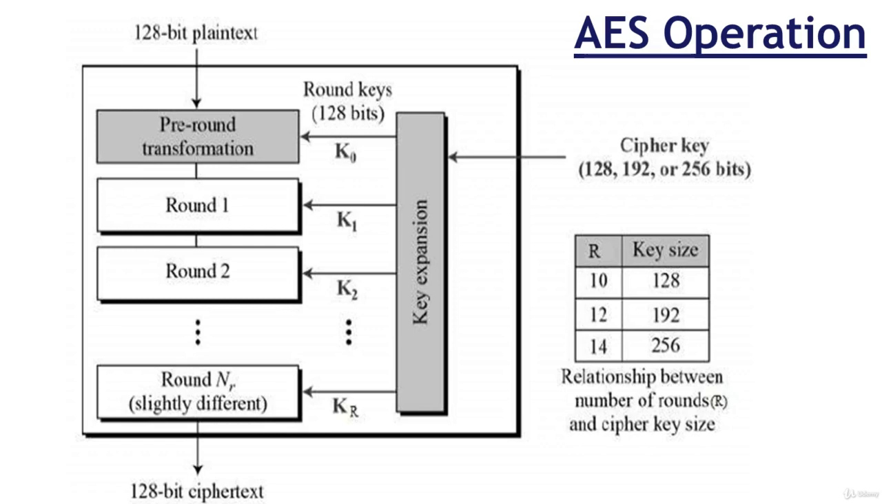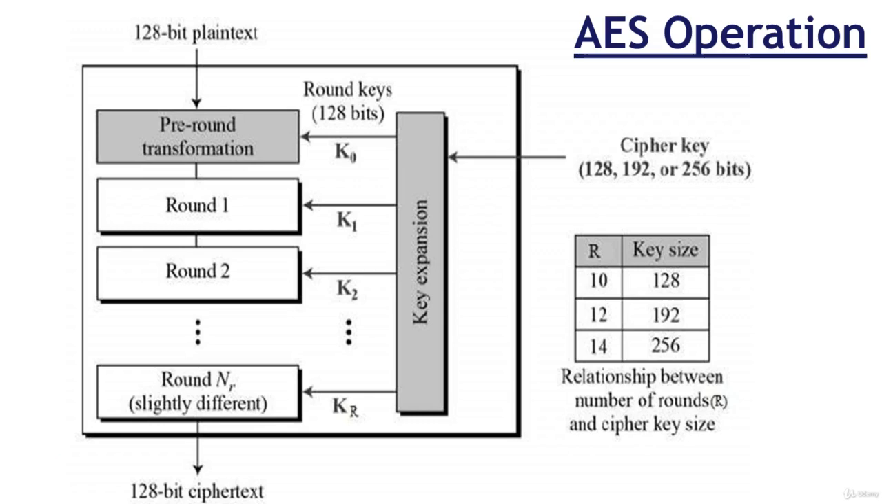Interestingly, AES performs all its computations on bytes rather than bits. Hence, AES treats the 128 bits of a plaintext block as 16 bytes. These 16 bytes are arranged in 4 columns and 4 rows for processing as a matrix.